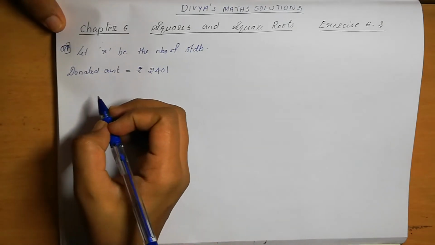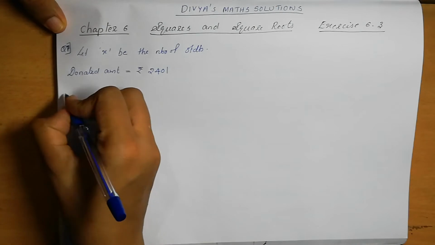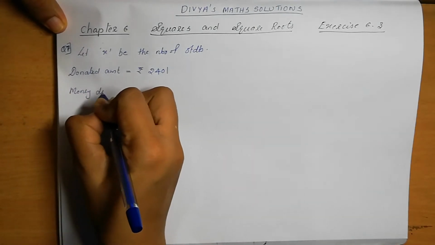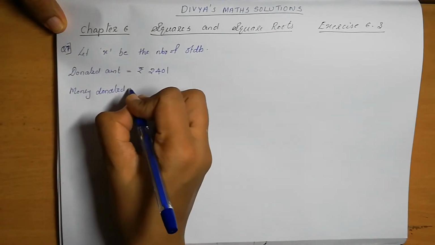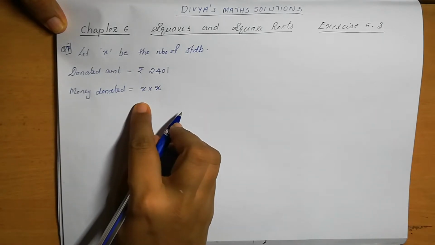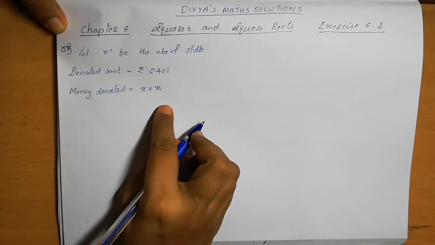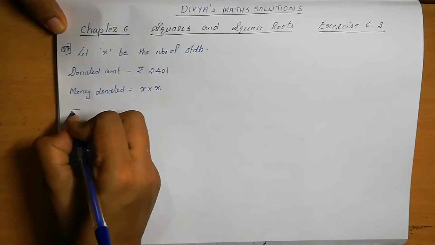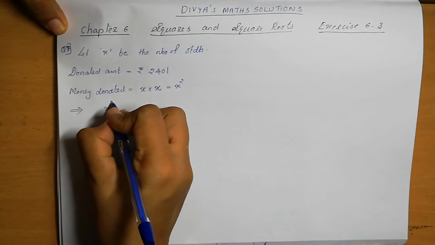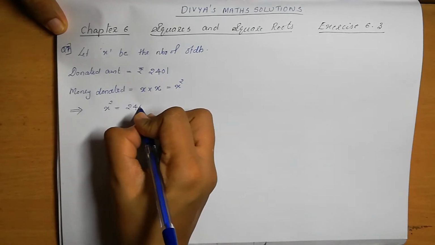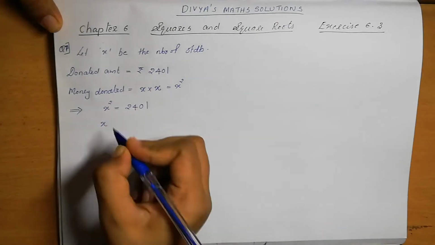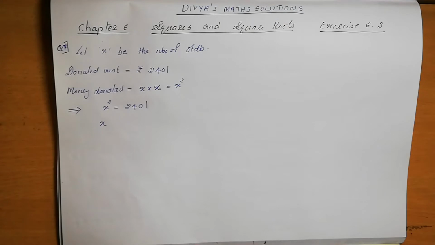So how can we write the money donated? We can express this as x into x. The number of students into the same number of rupees each, right? That means x into x, that is equal to x square, that is x square equal to 2,401, right? So from here we can find the value of x. x square is given. How can we find the value of x? We need to find the square root.